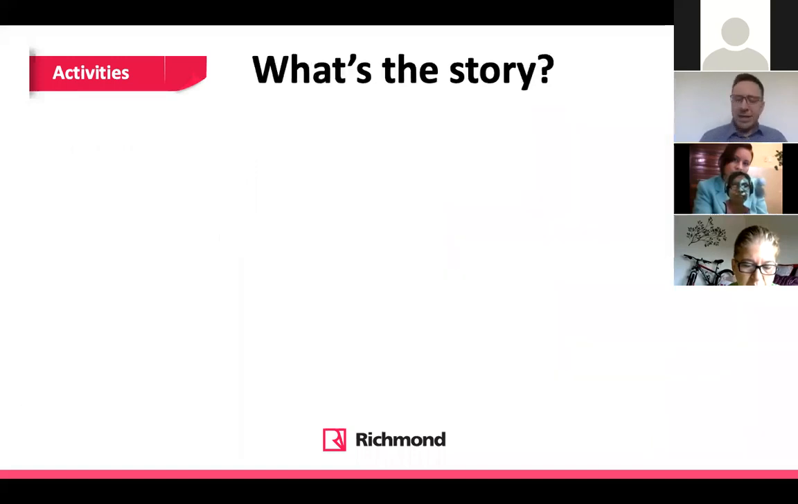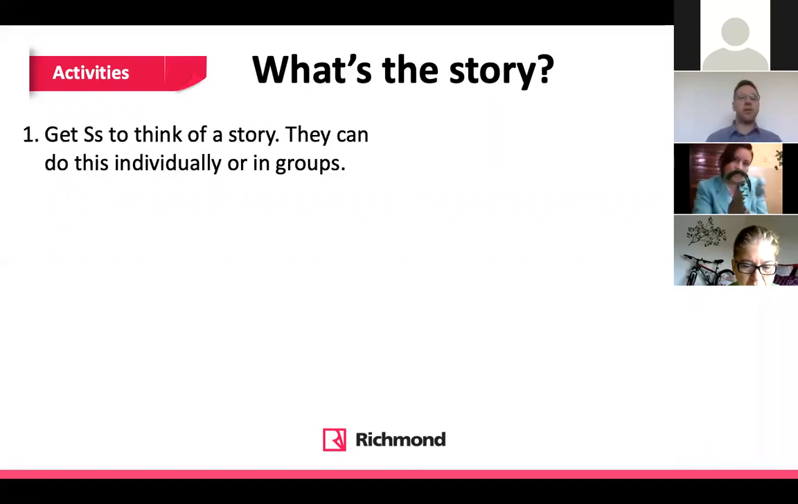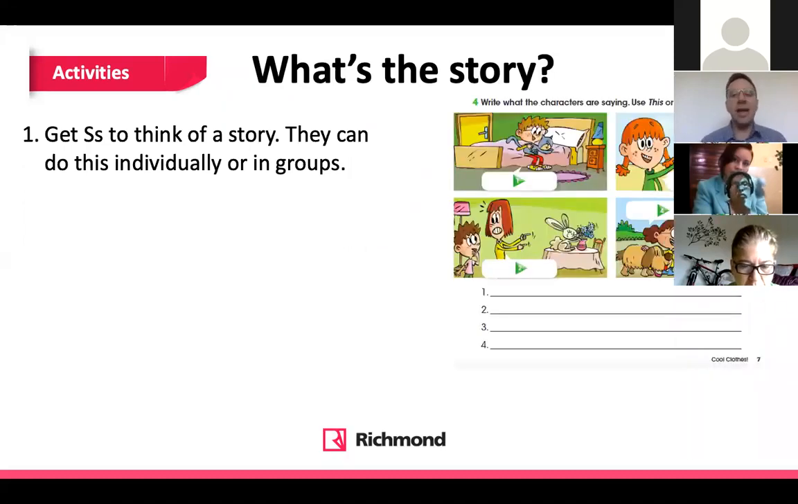Okay? The other one is what's the story. In order to do what's the story, we will need to get students to think of a story. They can do this, again, individually or in groups. Because this is a story, they will be working with comic format, okay? Not just the narrative style. I would suggest doing the direct speech style. This is something you can then ask students to rewrite, to work with direct or indirect speech, or to work with different writing patterns, okay?